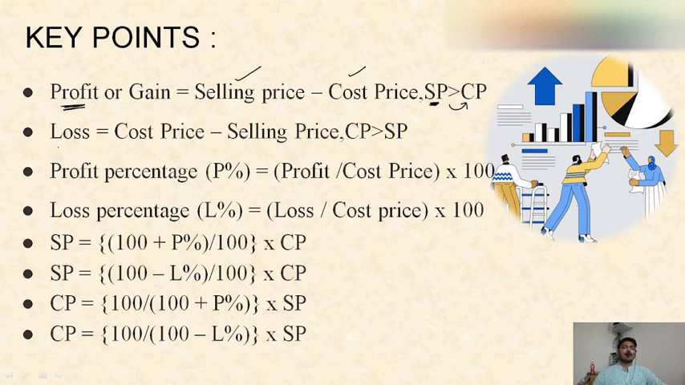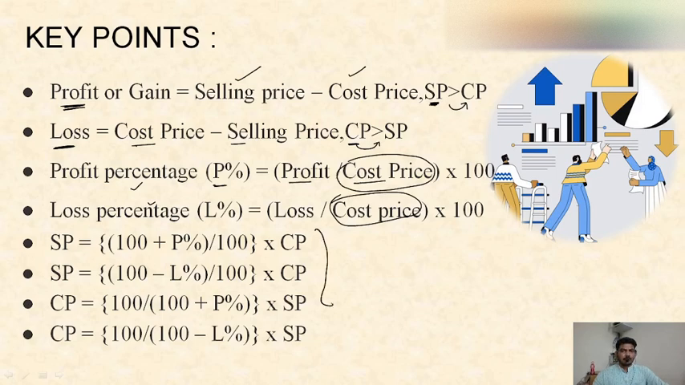Next, if you are encountering a loss, then you need to subtract the selling price from the cost price. Why? Because in this case, the cost price is greater when compared with the selling price. Next, how to calculate the profit percentage? Profit percentage is equal to profit divided by the cost price. Whether it is profit percentage or loss percentage, it is always dependent on the cost price of an item.